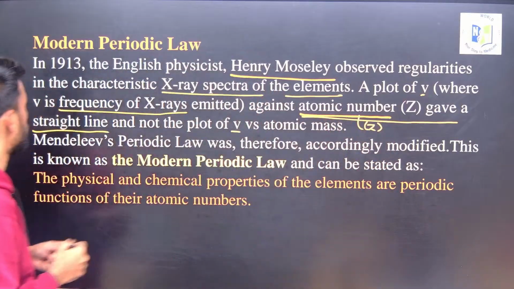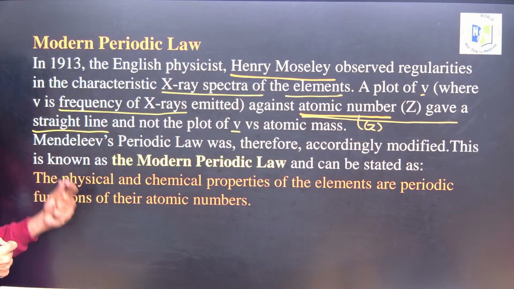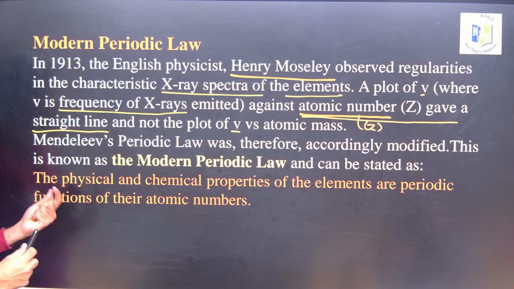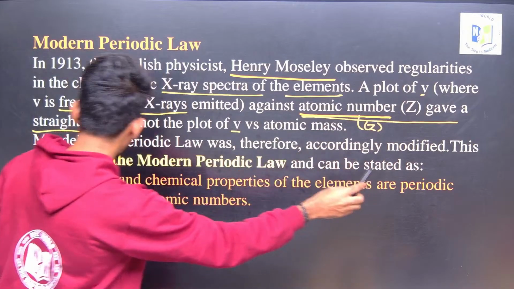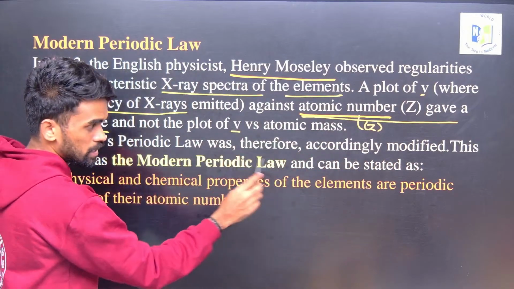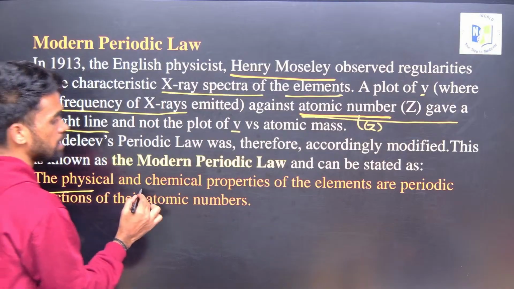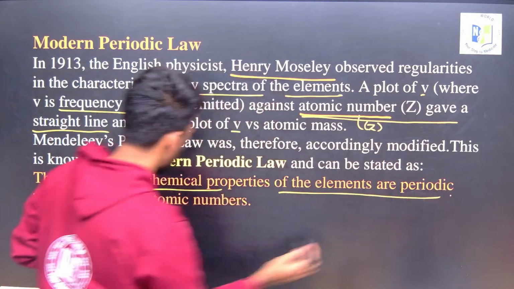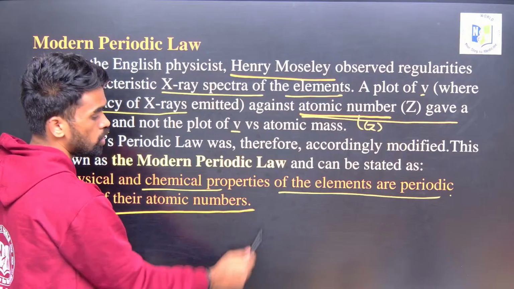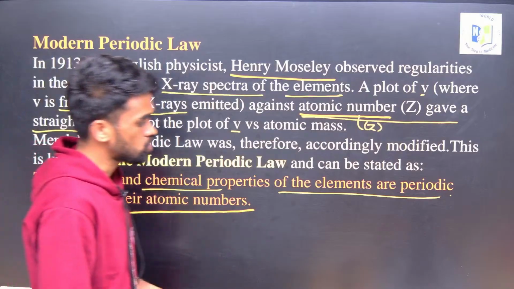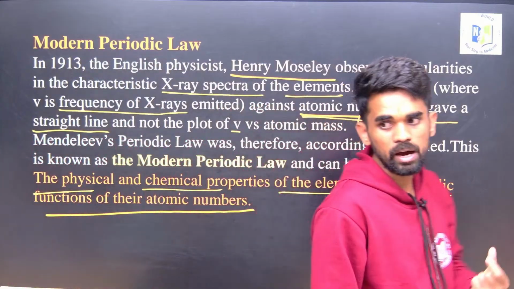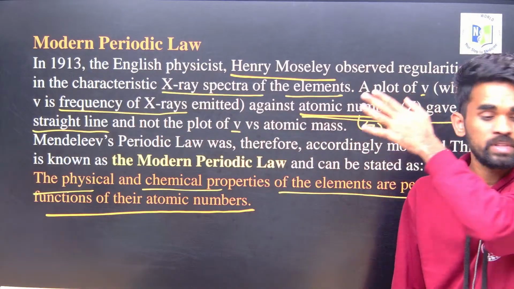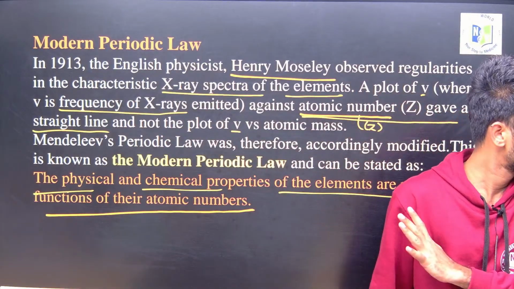Now he proposed a new periodic law. What is the modern periodic law? The physical and chemical properties of elements are periodic functions of their atomic numbers. Okay, now this is the best one out of the things that we have studied till now.